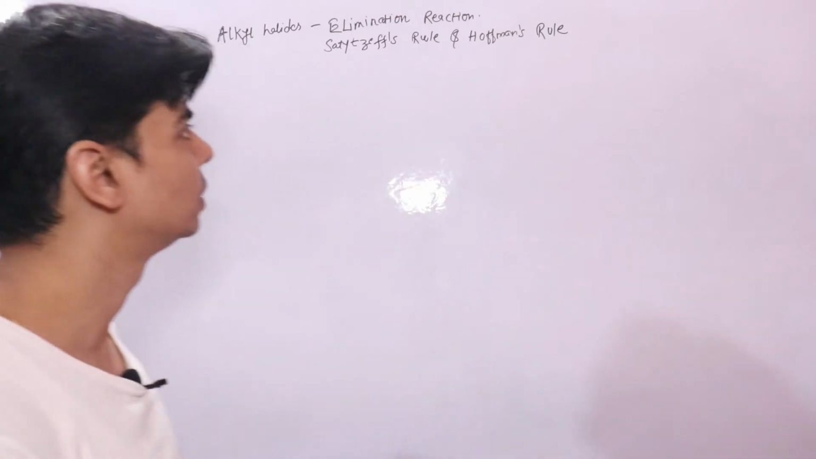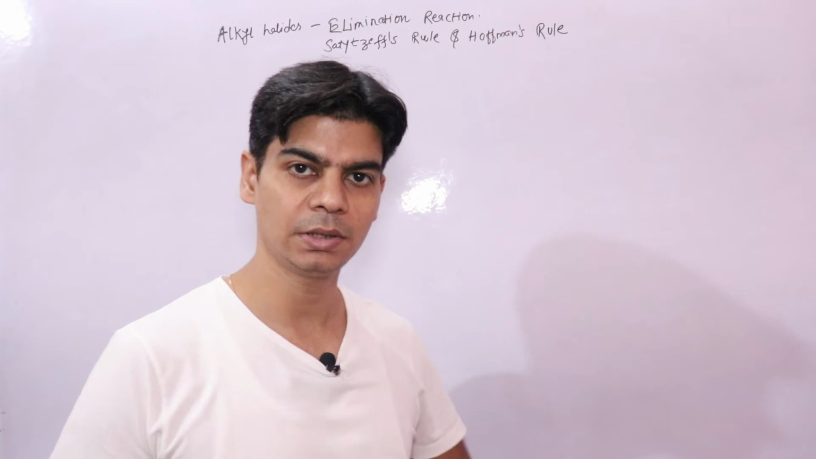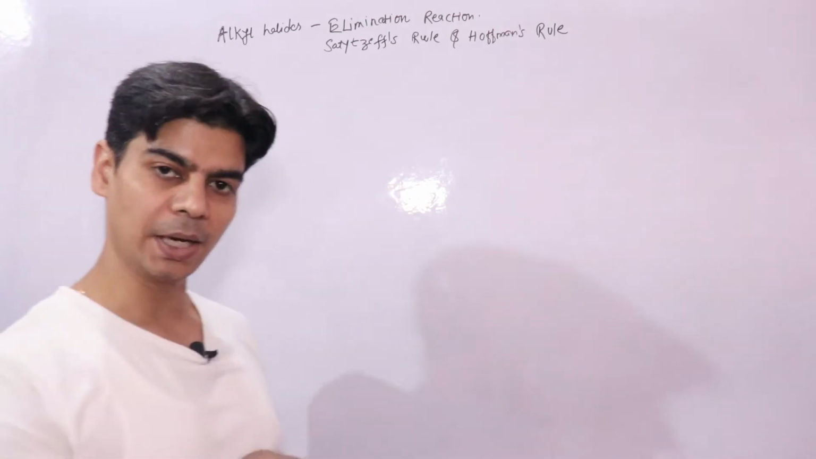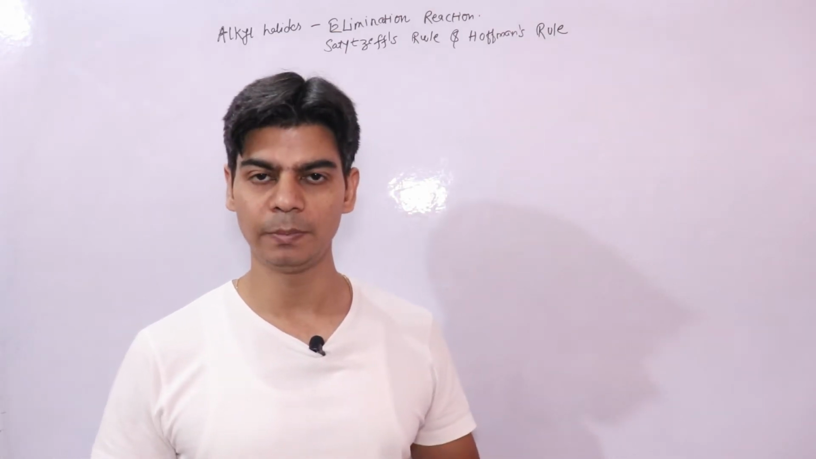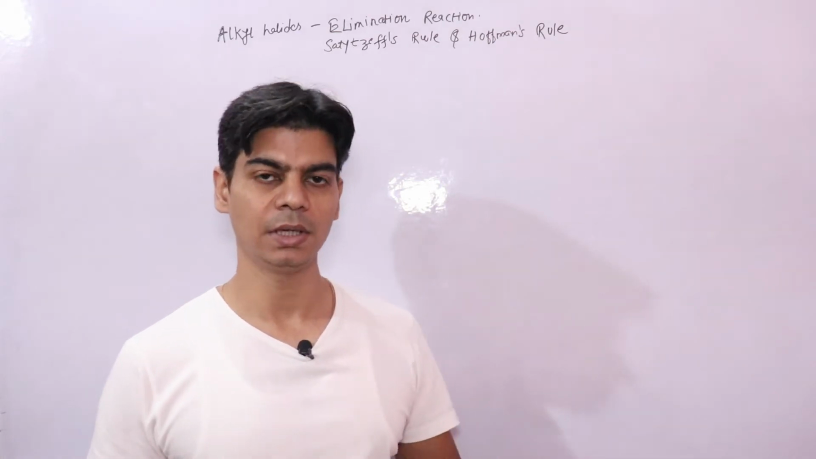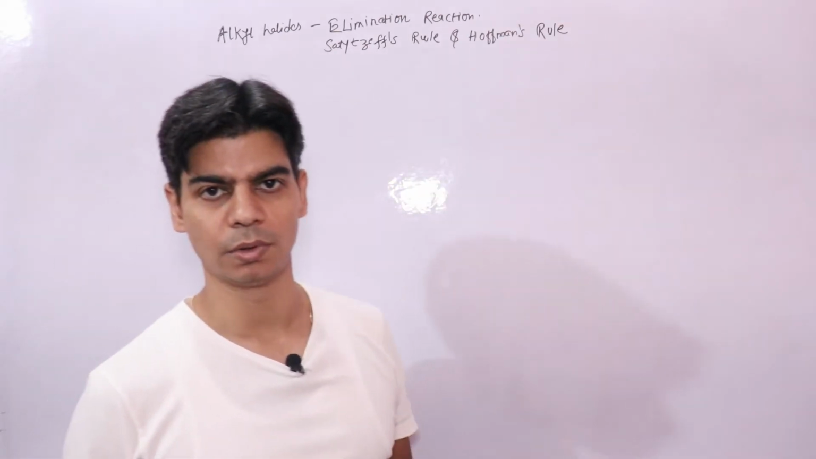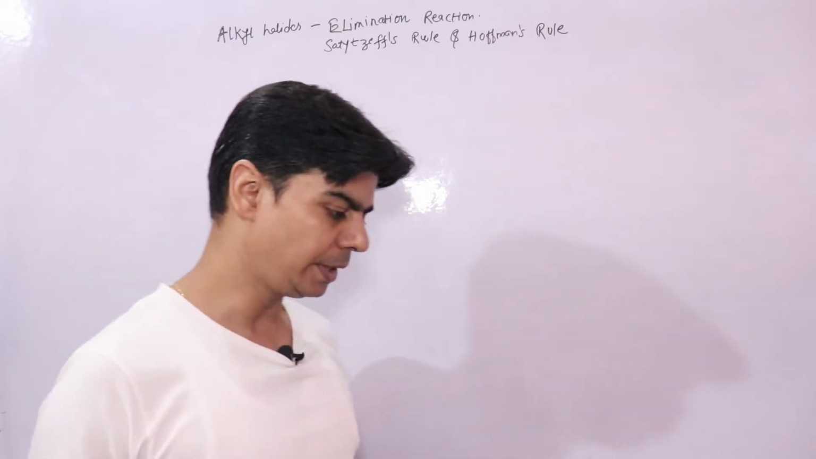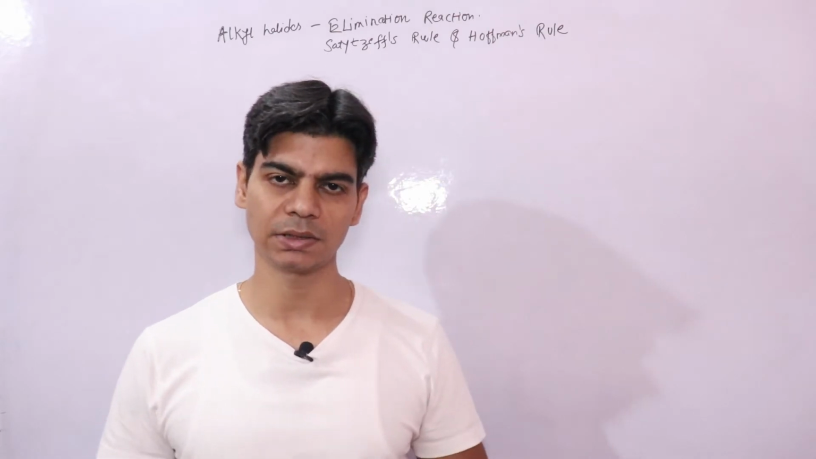So Saytzeff's rule and Hoffman's rule would be important, which we will understand through these elimination reactions, and they are applied in order to find what product will be formed by elimination reactions in alkyl halides. The products formed would be decided by Hoffman's rule and Saytzeff's rule. So alkyl halides, when treated with alcoholic caustic potash, will undergo elimination reaction.